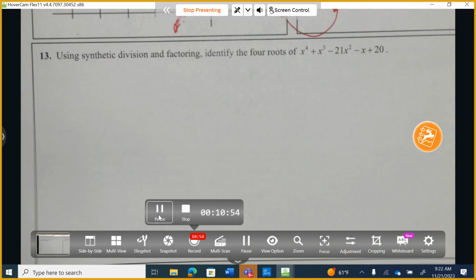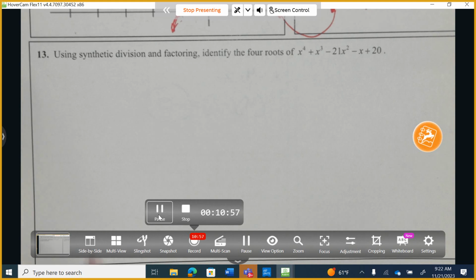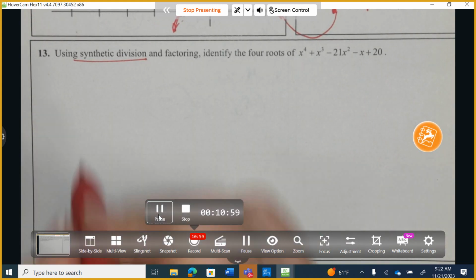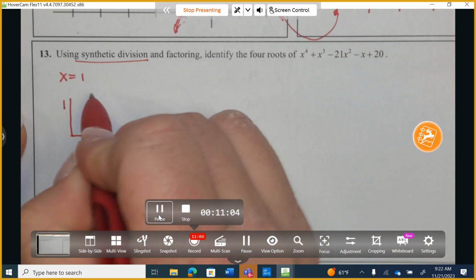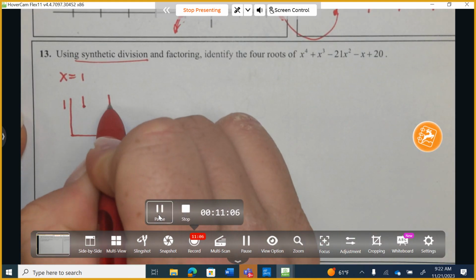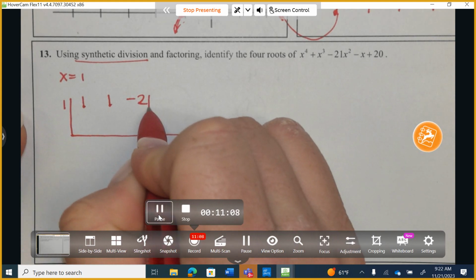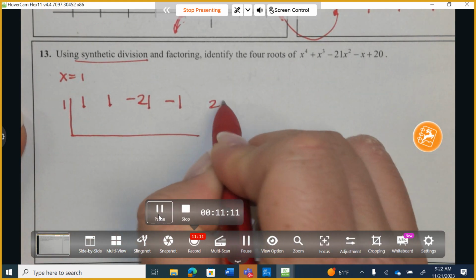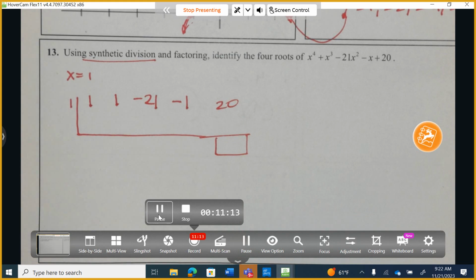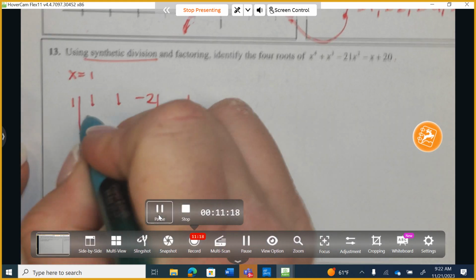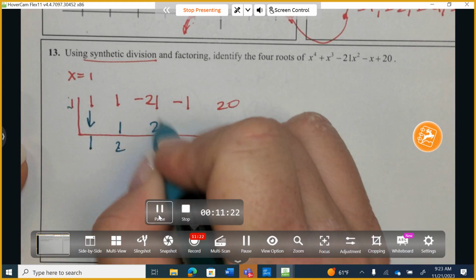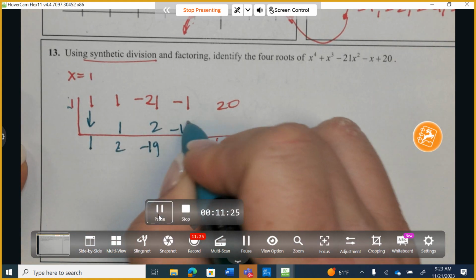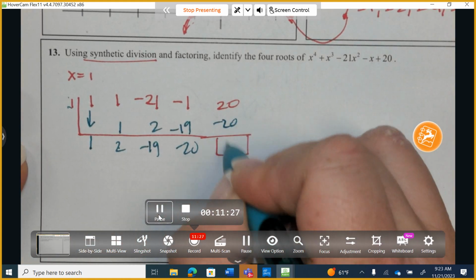On this part of the test, it's going to say step 1, use synthetic division and test x equals 1. That's what it's going to say. So we're going to put a 1 down and x to the 4th, x to the 3rd, x to the 2nd, x to the 1st, and x to the 0. It's going to specifically say step 1, test x equals 1. Okay, so I'm going to do that. Drop down and multiply, add down and multiply, add down and multiply, add down and multiply, and it works.